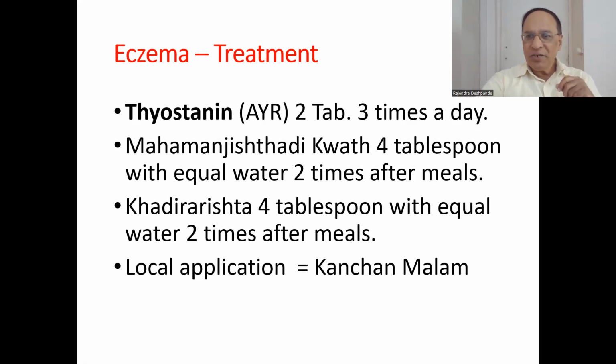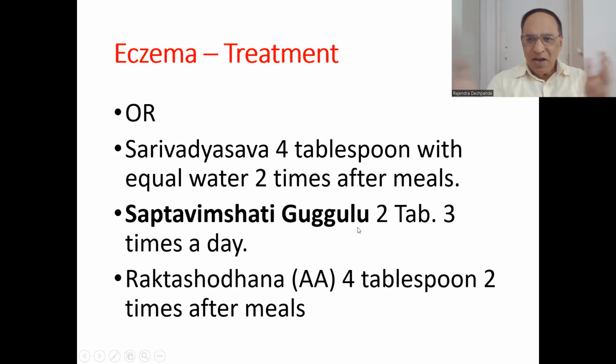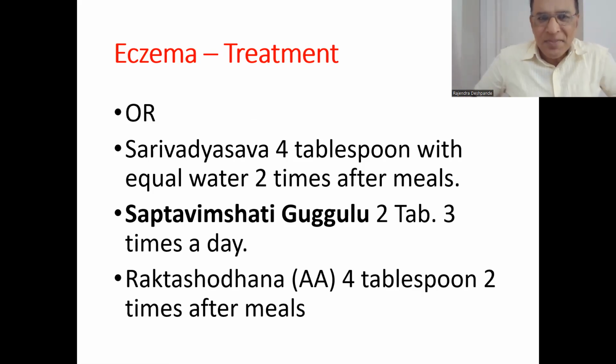Khadirarishta, removing the kleda because it is astringent in taste, 4 teaspoons with equal amount of water 2 times after meals. Local application, Kanchana Malam, that is ointment. Another prescription for eczema, Sarivadyasav. Sariva means Anantamul, anti-pitta, so Ushna Tikshnata will come down. 4 teaspoons with equal amount of water 2 times after meals.